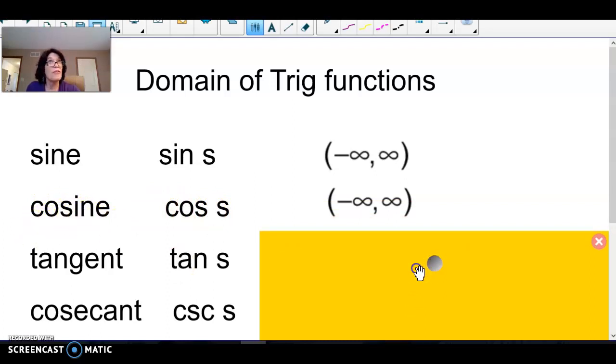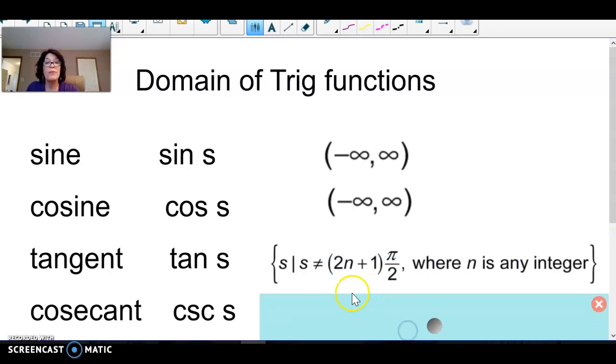Tangent, a little bit different because I have y over x. And sometimes x is 0. So I am not all reals. Okay? S cannot be 2n plus 1 pi over 2 where n is any integer. Look at how that is, guys. That's very important. That means any odd number pi over 2.